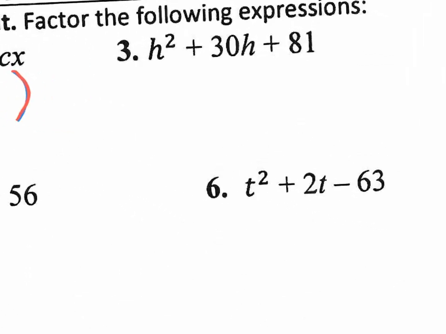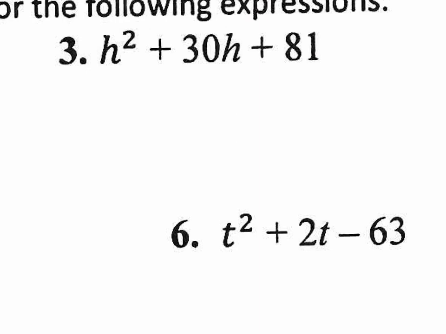Now, number 3, there is nothing in common in all 3 terms, so you can't pull out a GCF. So we're moving on to the other type of factoring, the one with the shortcut, a quadratic trinomial where there's no number in front. It's nice and easy. So we do this, look. What times what is 81 that if you add together is 30?